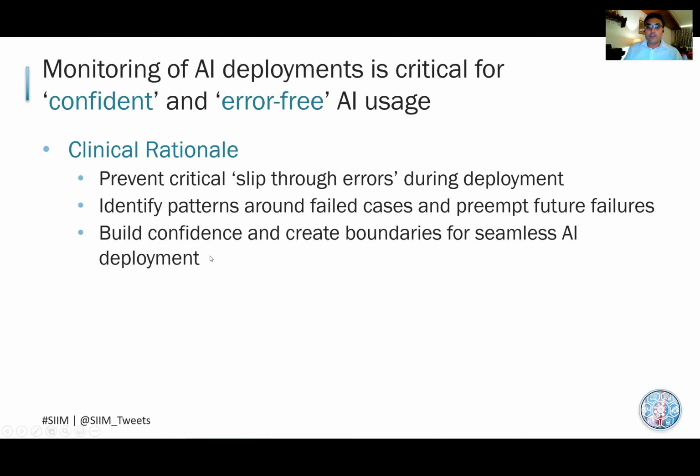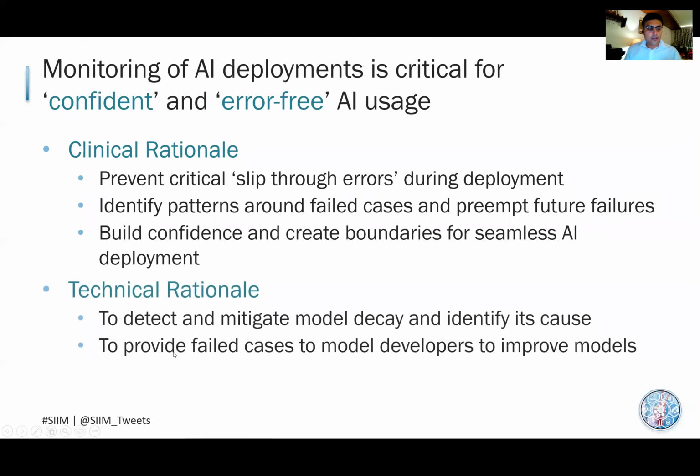And lastly, you can build confidence and create boundaries for seamless AI deployment. I think clinician trust in AI is one of the most key aspects of AI deployment, which can only be built by monitoring of AI. And secondly, you need to create boundaries. So as you monitor AI, you will realize that there are certain aspects of AI or certain aspects of studies that AI works well on. For example, you might realize that one type of AI algorithm works better for IPD versus another that works better for OPD.